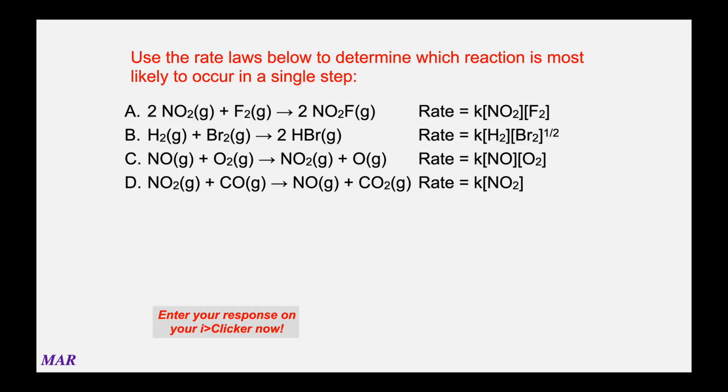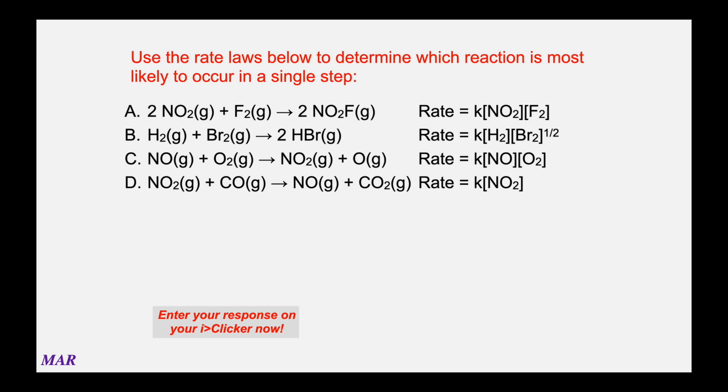Cool. Use the rate laws below to determine which reaction is most likely to occur in a single step. So look at the 4 reactions there with their 4 rate laws, and one of them we would expect to occur in a single step. See if you can figure out which one it is. If you need to, pause the video, you can think about it, and when you're ready, you have an answer, you can unpause it, and I'll talk about what the actual answer is. So pause the video now.